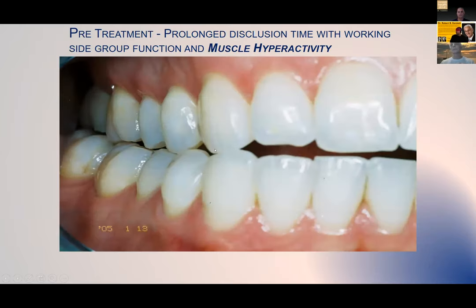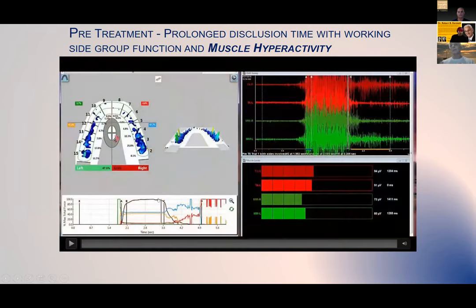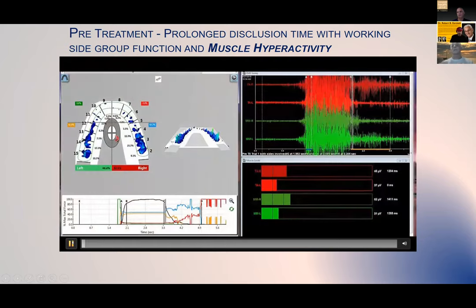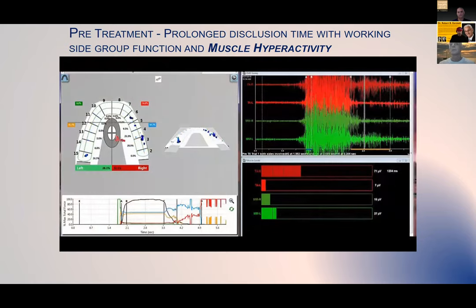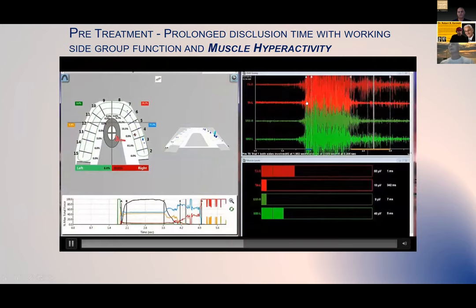Here's a class one patient. They have group function. They have bite down. They hold their teeth together. They slide to the right. Watch what happens. The center of force goes right into the molar area. The blue quadrant is in control, just like I showed you. The balancing side drops out, and you see the muscle activity firing away.